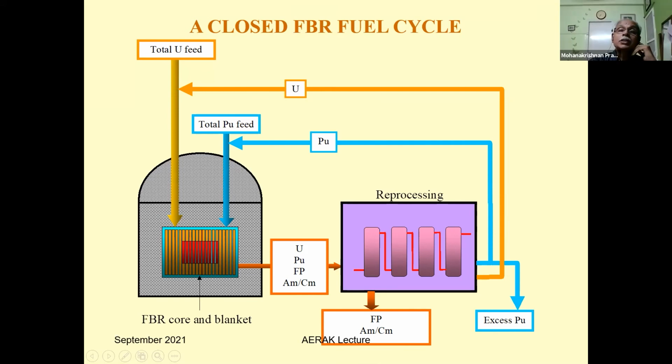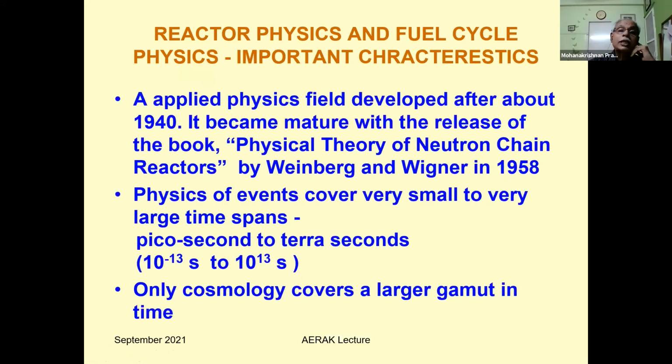So what is the reactor physics of this and fuel cycle physics, and what are its important characteristics? It is an applied physics field developed after 1940, and it became mature with the release of the book Physical Theory of Neutron Chain Reactors by Weinberg and Wigner in 1958. If you look at the fuel cycle, the physics events cover a very small to very large time span. That is picoseconds, where the fission takes place, to teraseconds, that is 10 to the 13 seconds, where the decay of the fission products is to be taken care of.